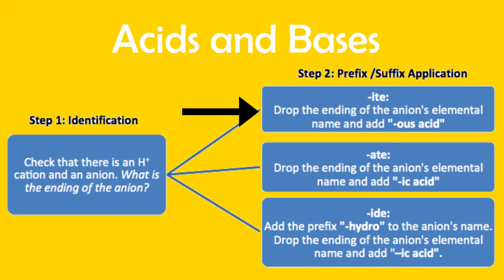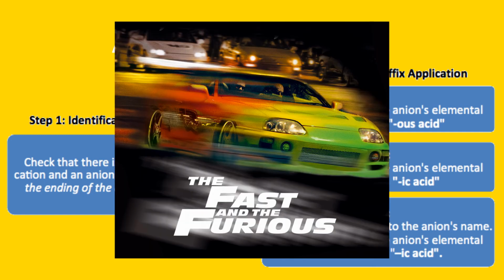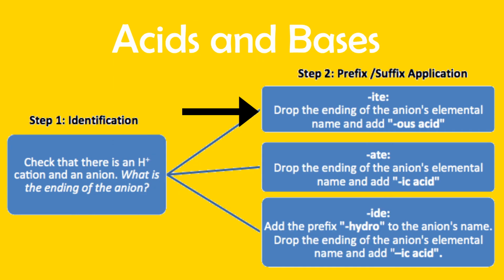Now you've got the third and final one, which is hydrogen blank-ite. So anything that ends with ite, again, those polyatomic ions. So for our example, hydrogen nitrite. Now you Fast and Furious fans are really going to love this. That equals nitrous acid. So blank-ous acid. Ends with ous, acid. So nitrous acid.